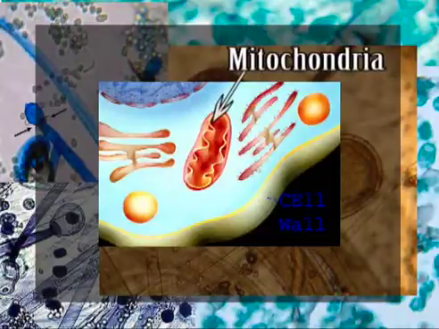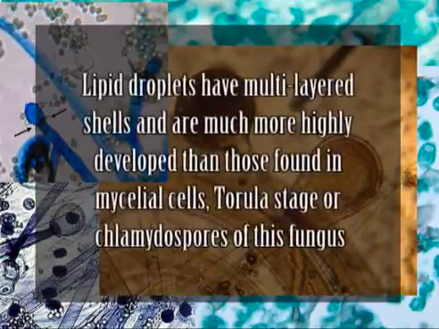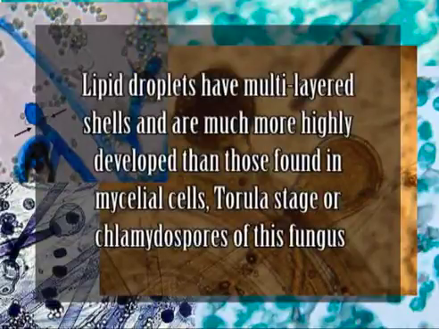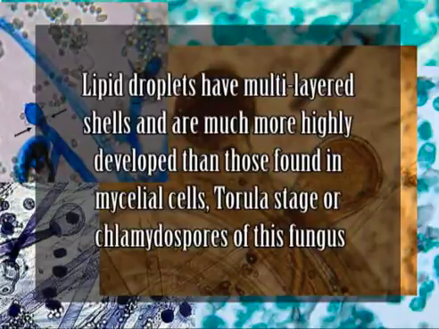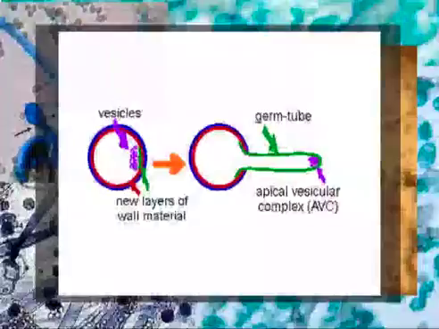Mitochondria of the spores are much larger and show wide and deep invaginations of their membranes. Their cristae are indistinct. Lipid droplets have multi-layered shells and are much more highly developed than those found in mycelial cells, torula stage or chlamydospores of this fungus. When they fall on suitable substratum in presence of proper moisture and temperature, they germinate by producing germ tubes which then establish new mycelia.